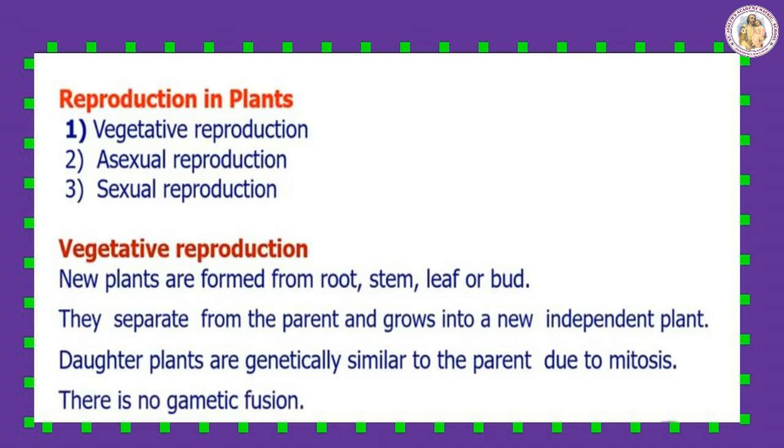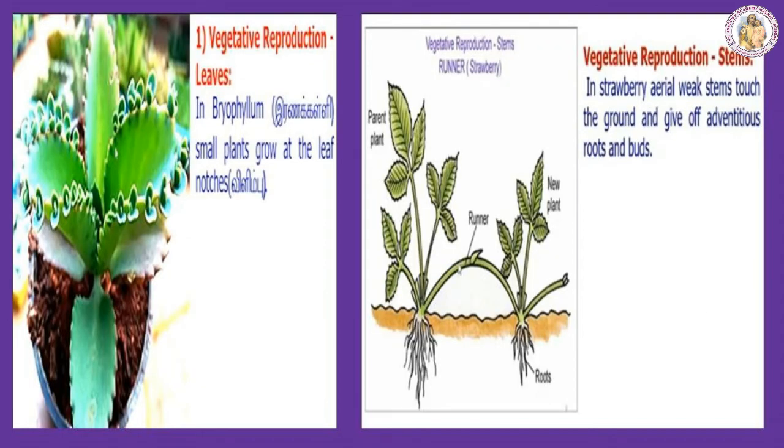Let's move on to the next section. First, vegetative reproduction takes place through the leaves. In bryophytes, small plants grow at the leaf notches. Notches means small indentations at the edge. From that, small leaves will grow. So you can see the picture.